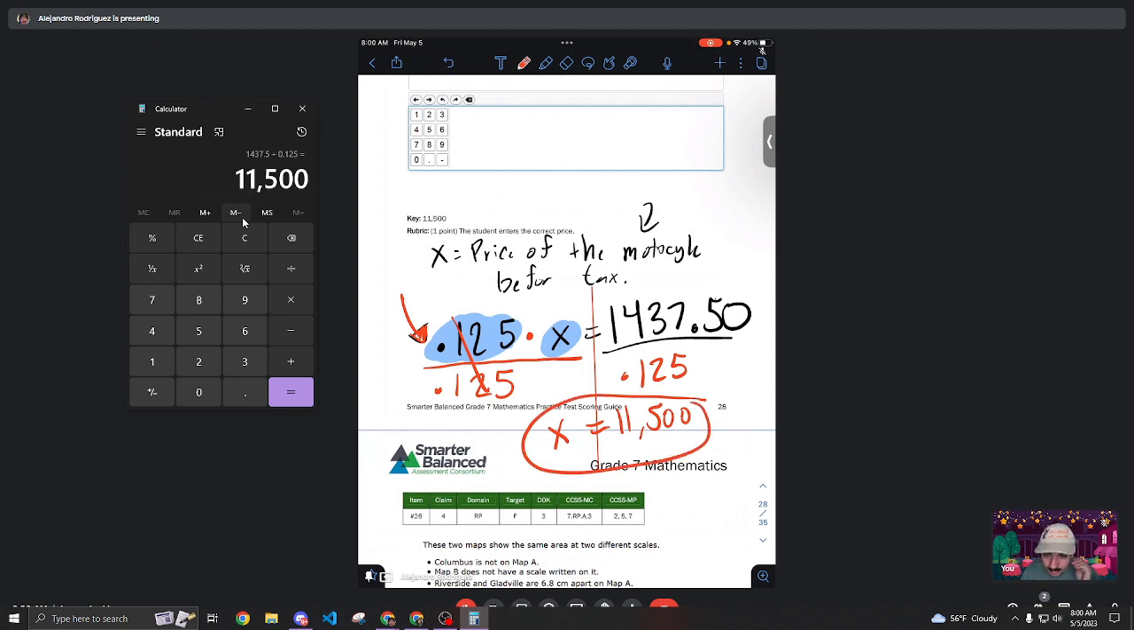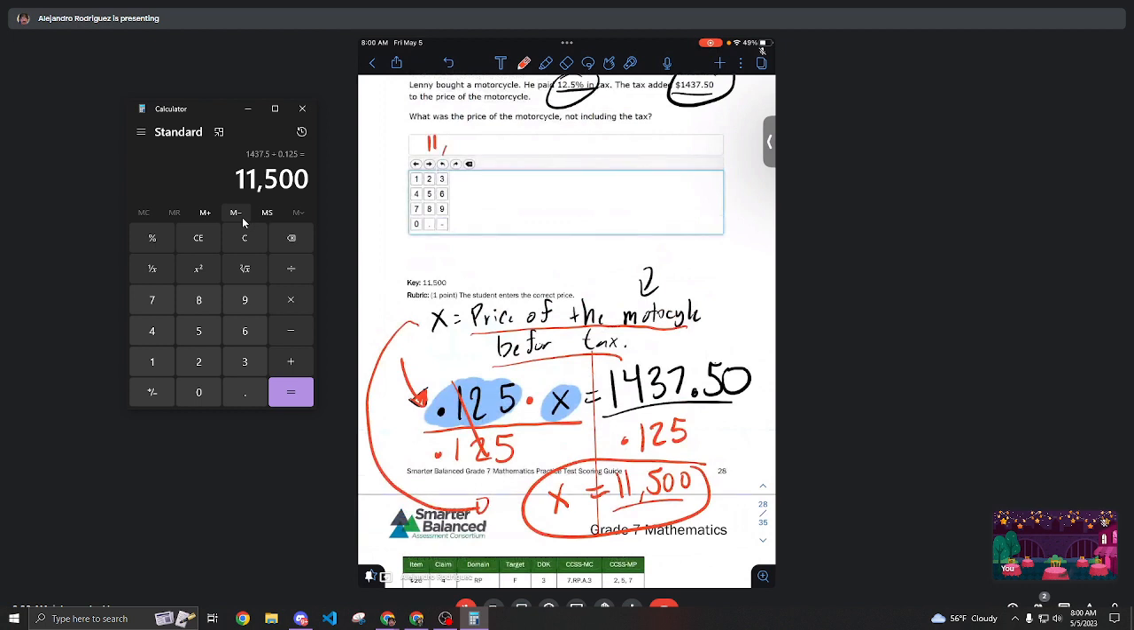And again, what is x? What does this mean? What we found was that the price of the motorcycle before tax was 11,500. And so if I go ahead and put in my answer right there, I can check with my answer key and it turns out to be right.